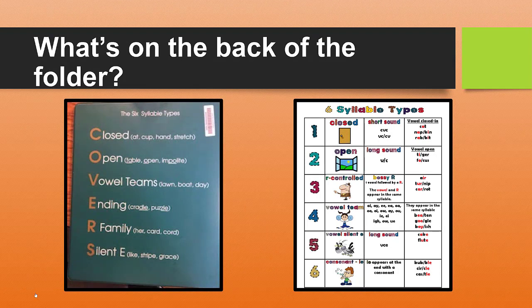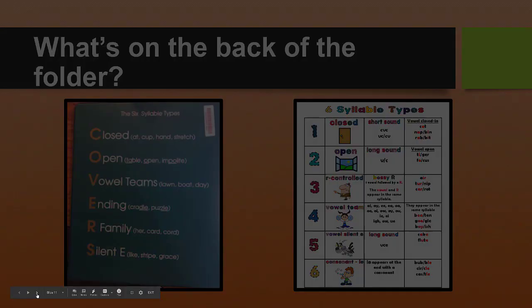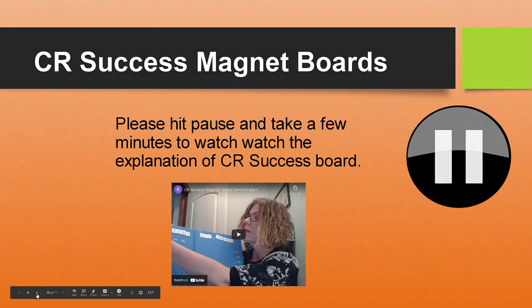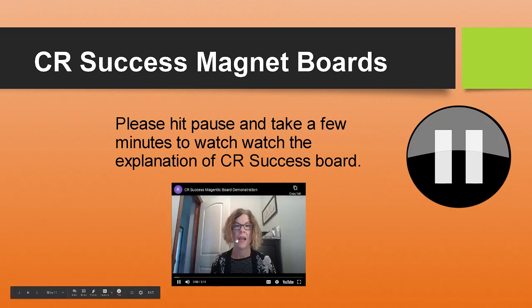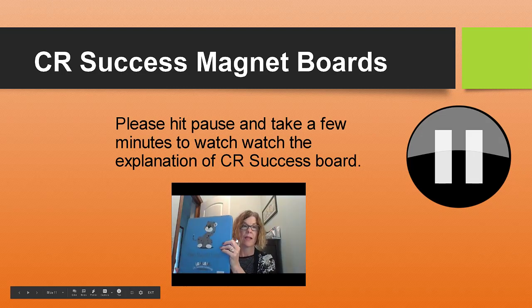Here's the back of the board again, so we can see this in more detail. So let's take a moment to watch what a CR Success board looks like and how we would use this in the classroom. So here's a brief demonstration. Let's take a closer look at a CR Success magnetic board. The example that we are going to look at today is kindergarten. This is what a magnet board looks like.